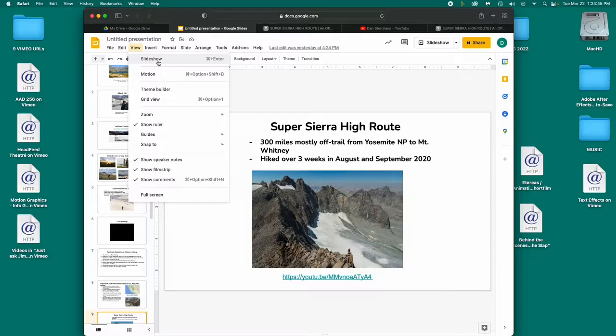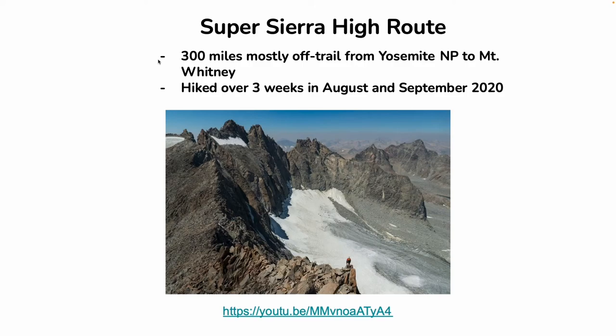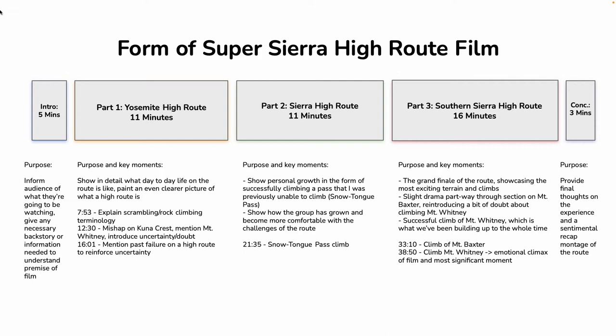So now what I want to do is hop out of here and go back to my slideshow and talk about the form of the film. Here I have a little diagram that kind of lays it all out. This little tiny piece here, that's the introduction. The purpose, as I just said, is to inform the audience of what they're going to be watching. The middle section, the meat and potatoes, is broken into 3 segments. And each segment corresponds with one of those routes that I mentioned.